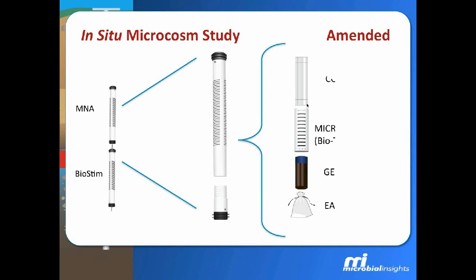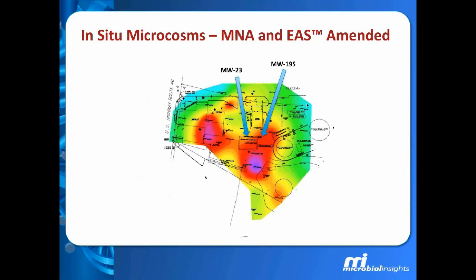So when we look at the site, there were 2 wells that were selected in the source area. These wells had anoxic conditions. We have MW23 and MW19S. So in situ microcosms were installed, and there was an MNA unit and an EAS amended unit in each monitoring well. So you're going to see 4 different units that we're going to look at the data from.